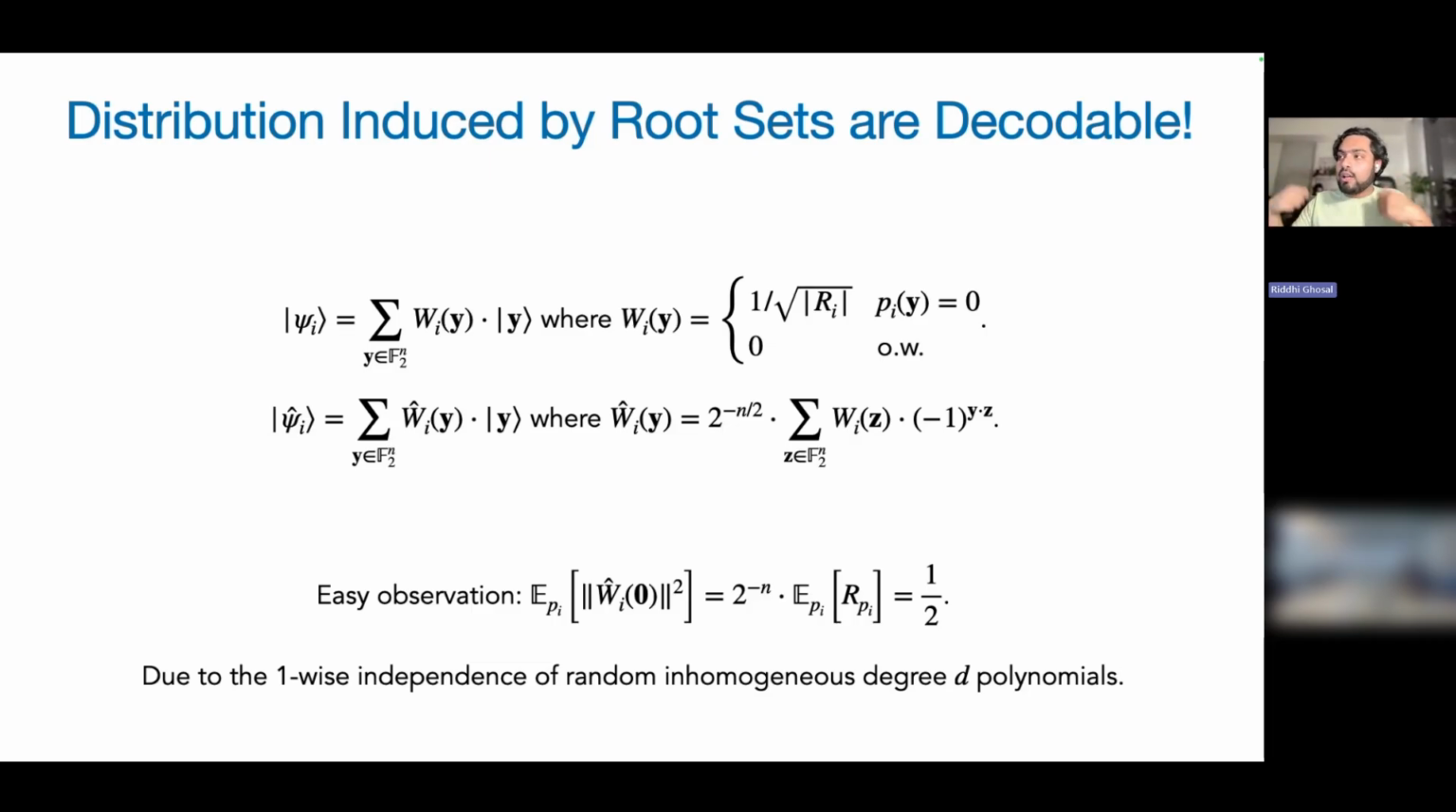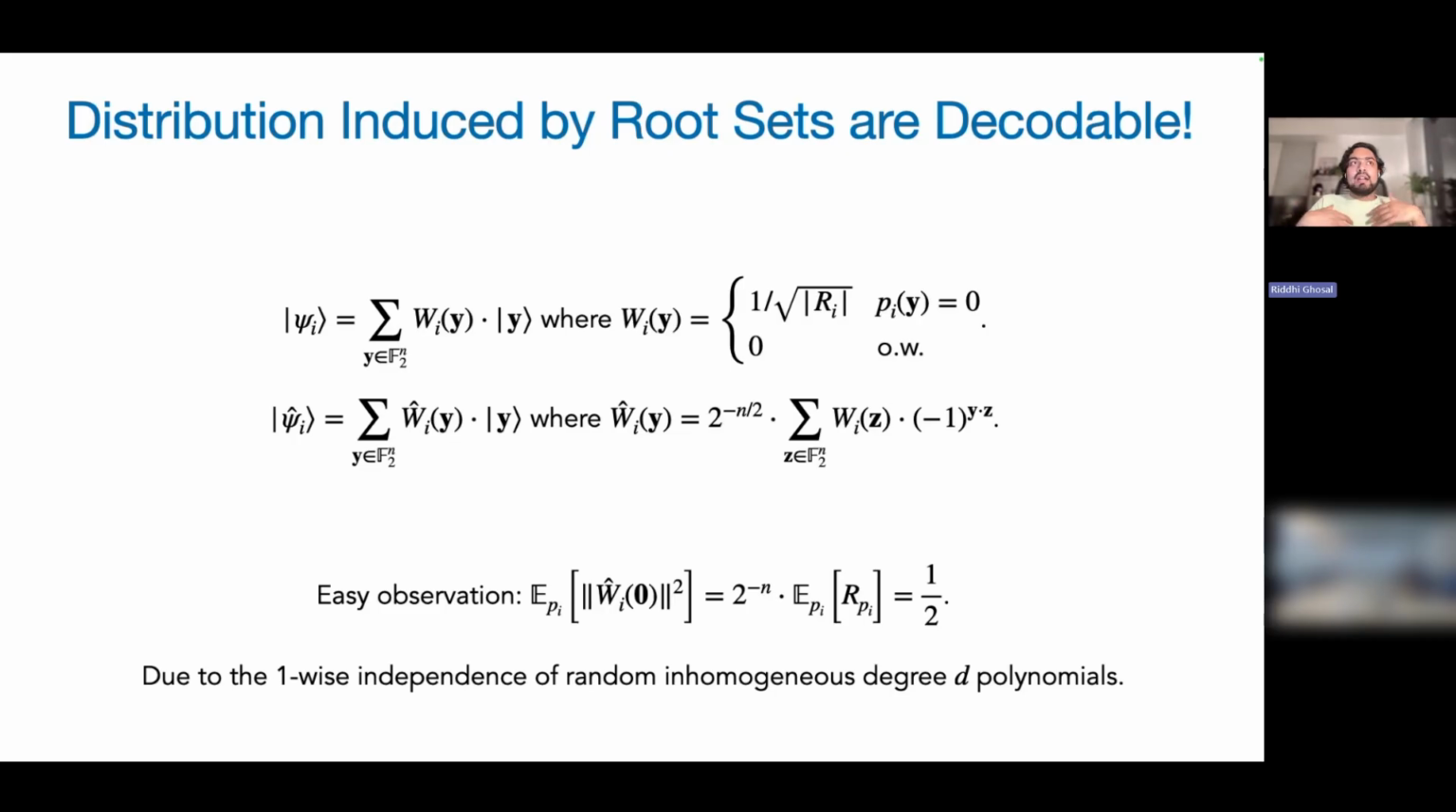And now w_z is either 1 over the square root of the size of the root set, or is 0. So this is basically like an indicator variable that's counting the number of entries in the root set. When you solve this out, you will have a size of the root set term in the numerator, and you'll have the square root of the size of the root set in the denominator. And then when you take the square, you're basically just left with the expectation over the root set of a random polynomial times this normalization factor, right?